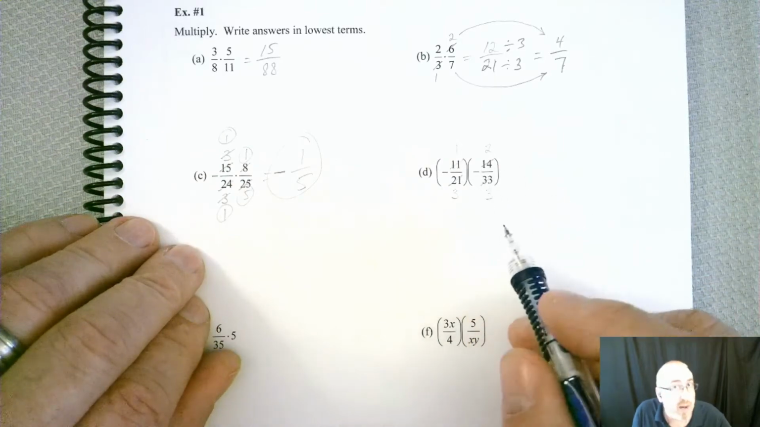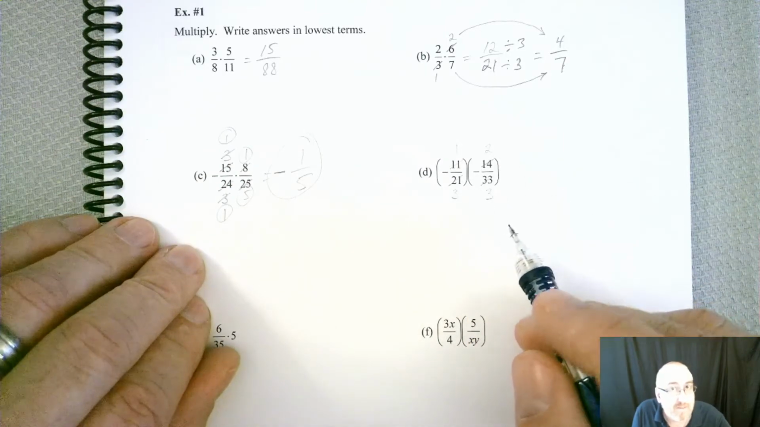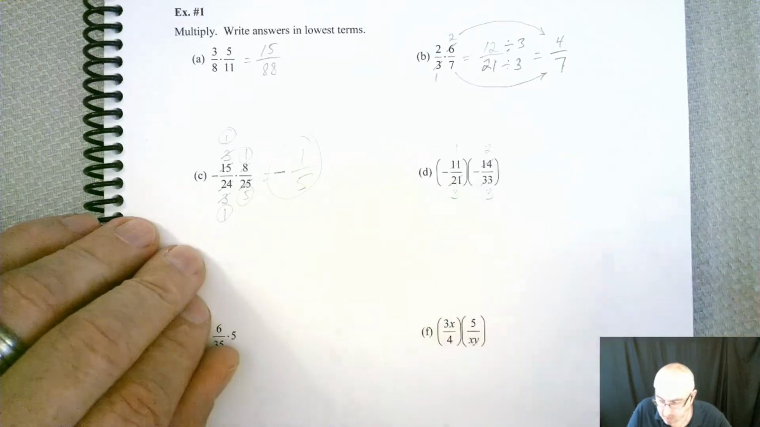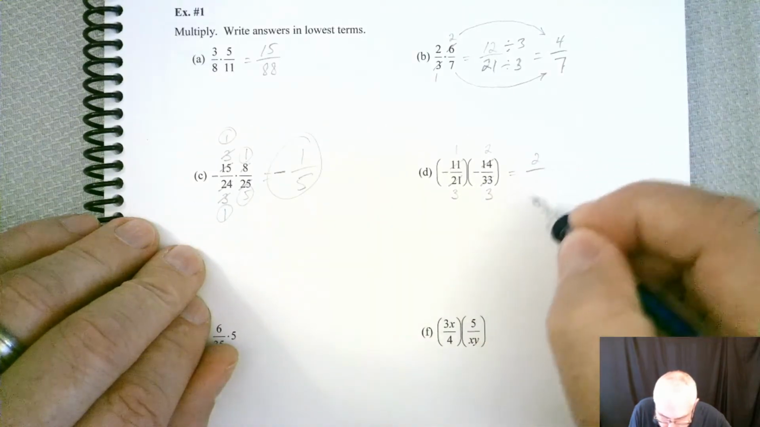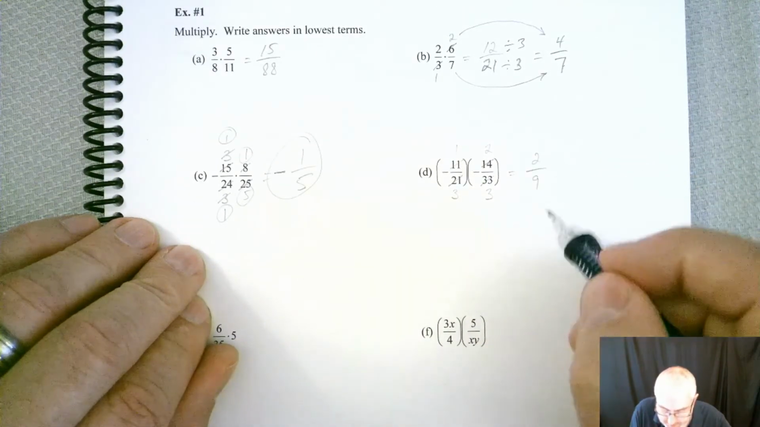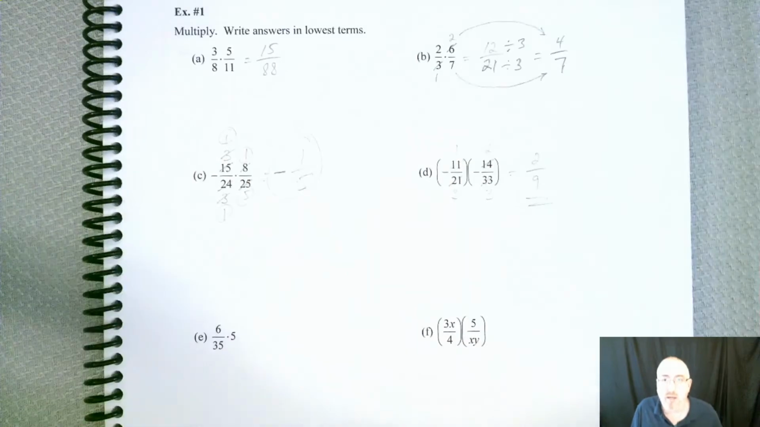Is the answer going to be positive or negative though? In this case, it better be positive. So we have positive 2 over positive 9, so 2/9 for that. Okay.